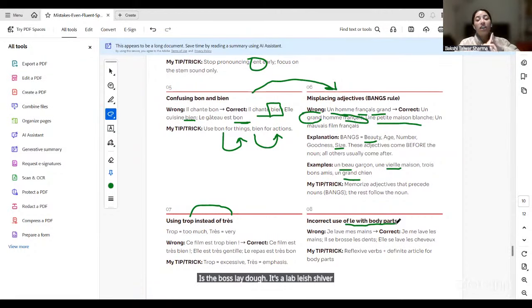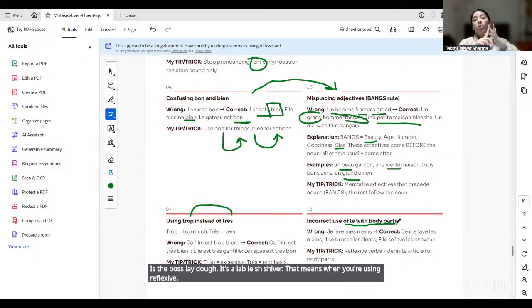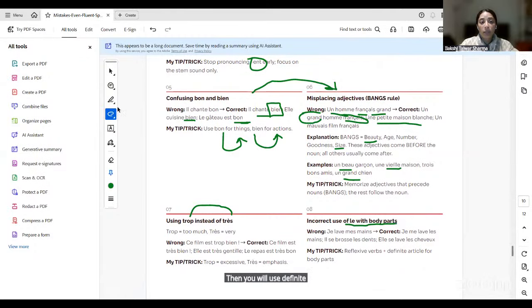That means when you're using reflexive, then you will use definite articles for your body parts. Very simple rule right here. If you're using reflexive words, then you use a definite article for body parts.